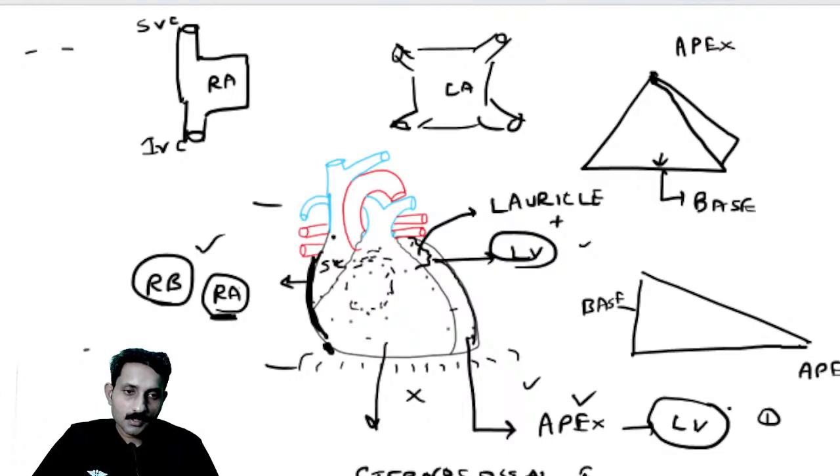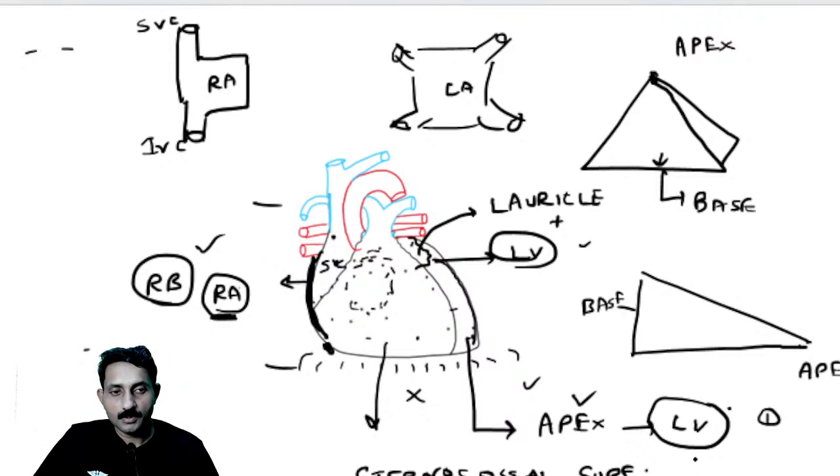So if a question comes, what chambers will form the sternocostal surface? What are the chambers you have to write? You have to write right atrium, along with that right ventricle. So right atrium and right ventricle will form the sternocostal surface.